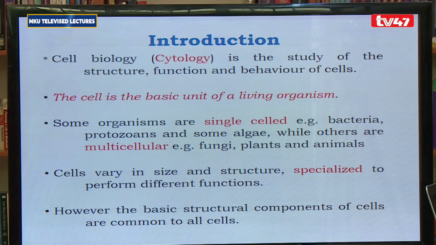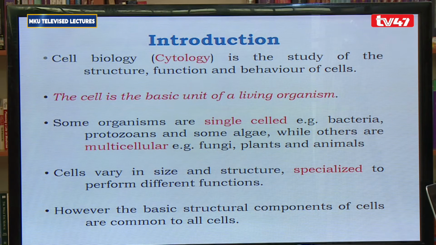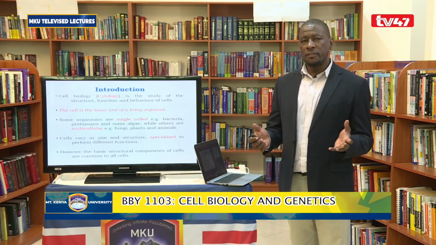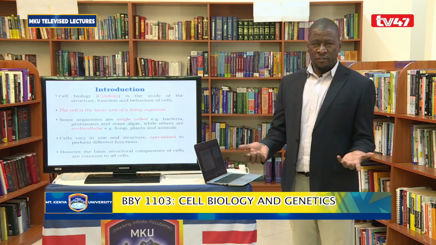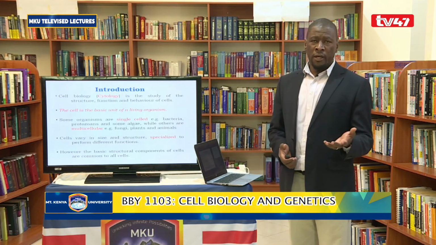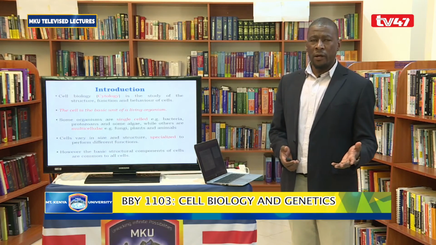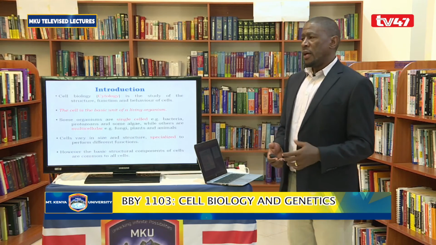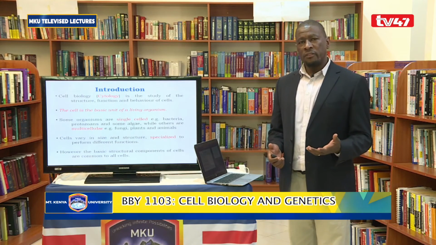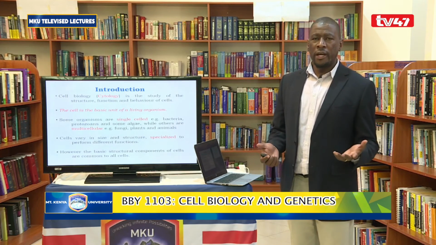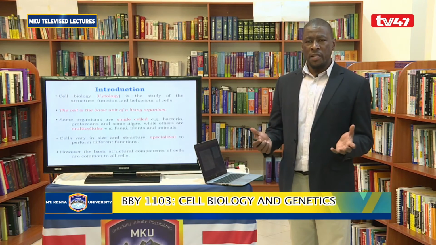Now, cells appear as single cell. We have certain organisms that are only one cell. Then we have certain organisms which are made up of many cells, which are known as multicellular organisms. The single-celled organisms are things like the protozoa, or the bacteria. Most of the time we like calling them microorganisms. And then the multicellular organisms are organisms like plants, animals, fungi, which are made up of many, many cells joined together.